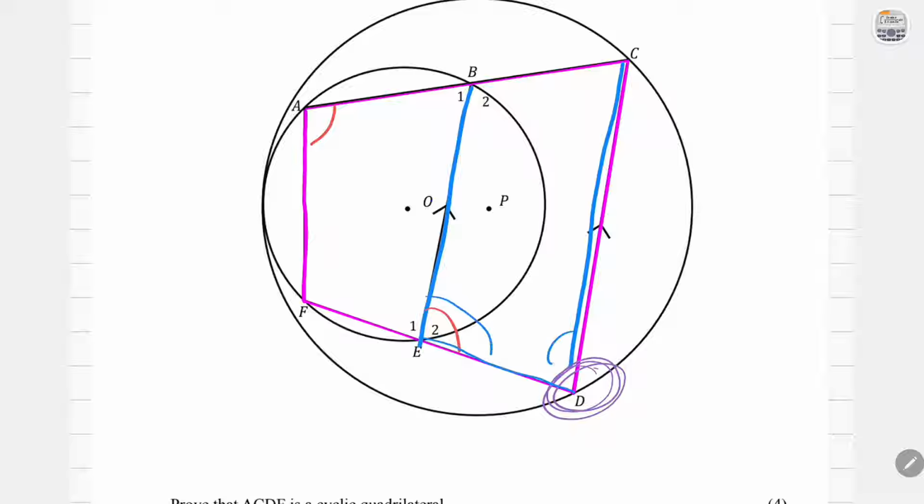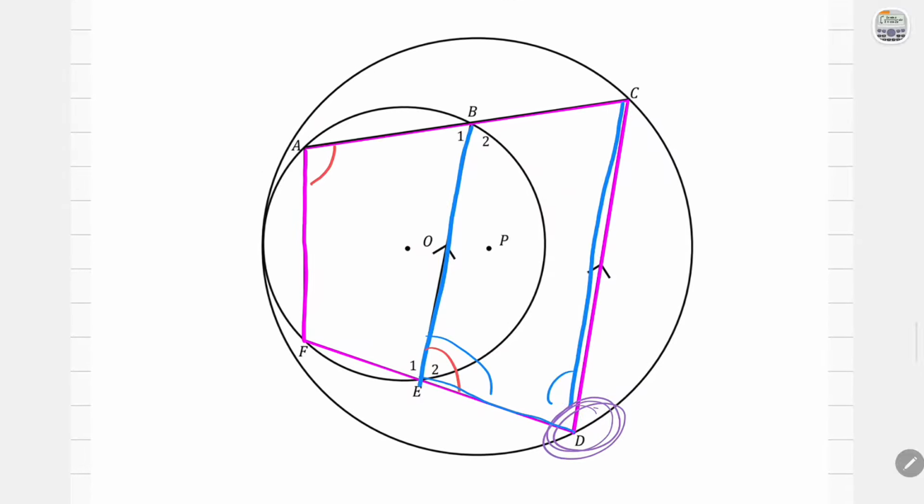So we'll start at angle A, and we can say angle A is equal to angle E2. And the reason for this is because that is the exterior angle of a cyclic quad. It's equal to the opposite interior angle. Okay, so that's done. And now we've moved to angle E2.